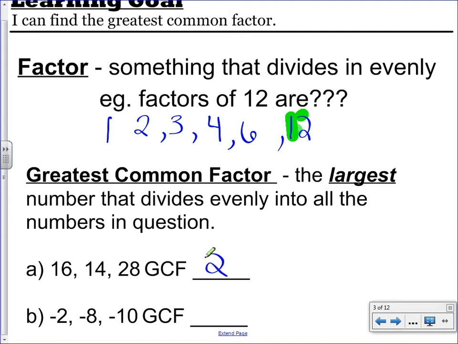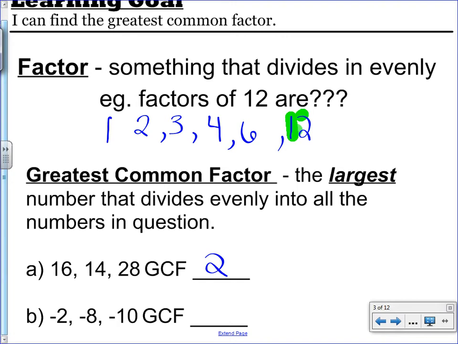Okay, that's pretty basic. So what you would want to do is, again, you would divide each of them by 2. Does that work? Yes, it does. Is that the greatest common factor? Can it be divisible by any more? No.